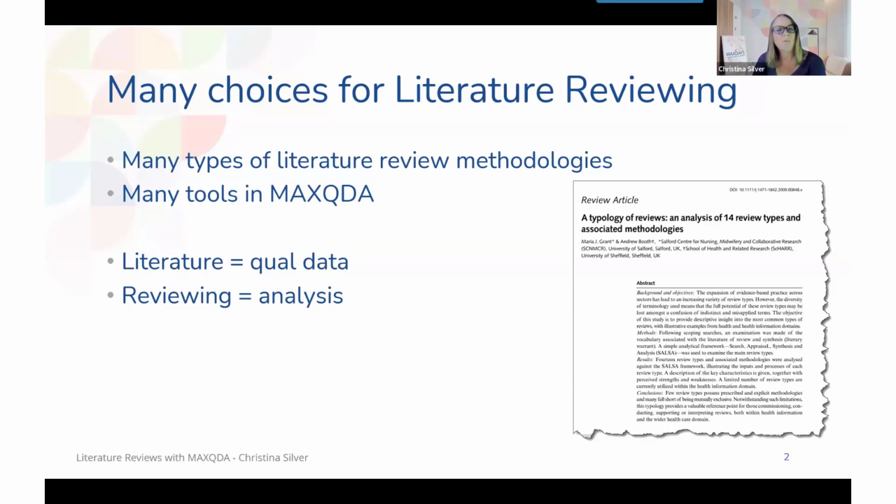So what we have to do is think about how we can use tools appropriately for the particular literature review that we want to do. Why that is because, of course, literature is a form of qualitative data and reviewing is the form of analysis. So actually, a lot of the tools that we have at our disposal in MAXQDA could be used at various points in a literature review. So it's about thinking carefully about the needs of your particular review and then picking and choosing the tools that you have at your disposal in MAXQDA appropriately for those methods.